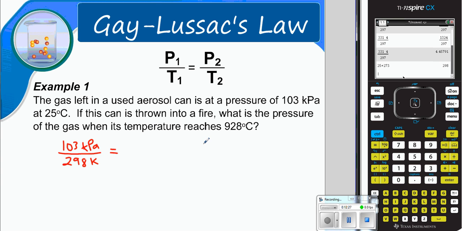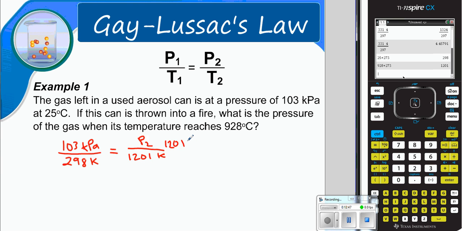Then if the can's thrown in the fire, what happens to pressure when we get to 928 Celsius? So 928 Celsius plus 273. It's a very large number, 1201 Kelvin. What's going to be our pressure? The operation is identical to the last time. We're going to multiply both sides by the value in the denominator to isolate our variable. Cancel like units that appear in the numerator and denominator, and like values if they appear, and we end up with 1201 times 103 divided by 298 Kelvin.